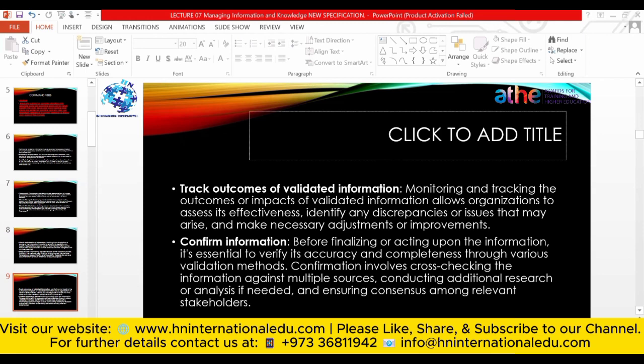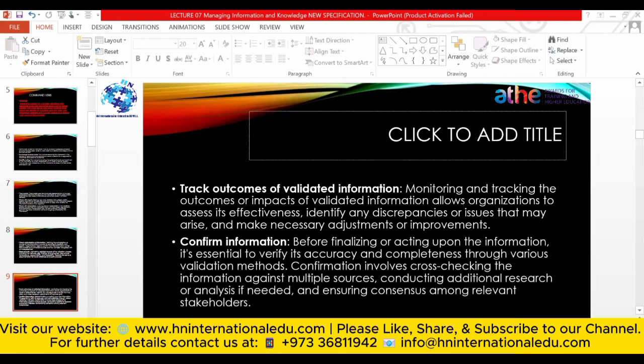Monitoring and tracking the outcomes or impacts of validated information allows the organization to assess its effectiveness. First of all, when we keep the record, we have a check and balance. We can check the validation of the information, whether it is correct or not. Ultimately, effectiveness is going to happen. That is, whatever information you have gathered, how effective it is, how useful it is.